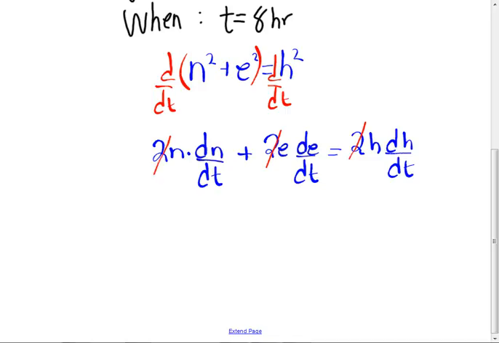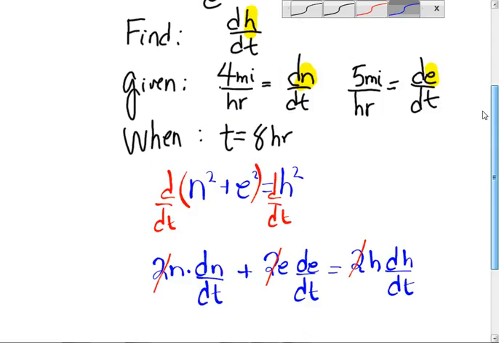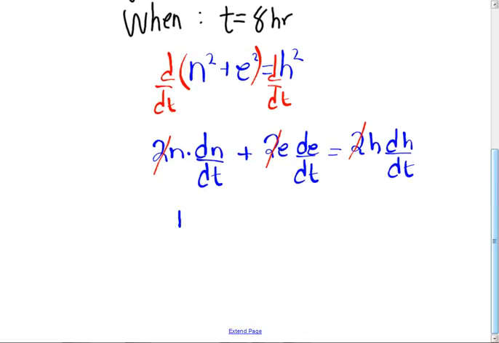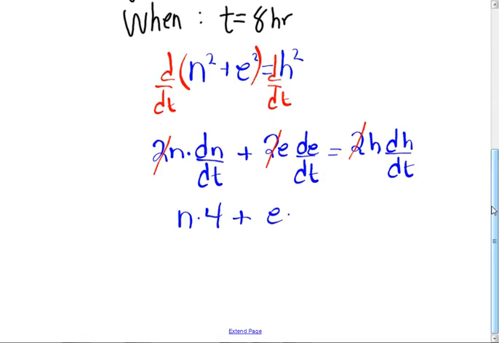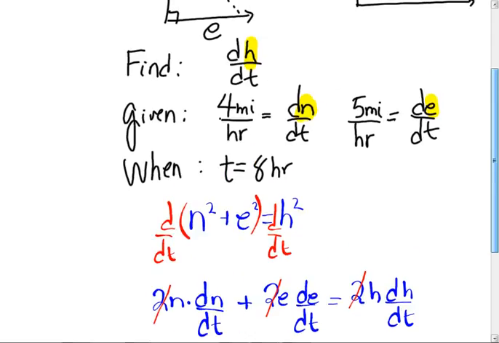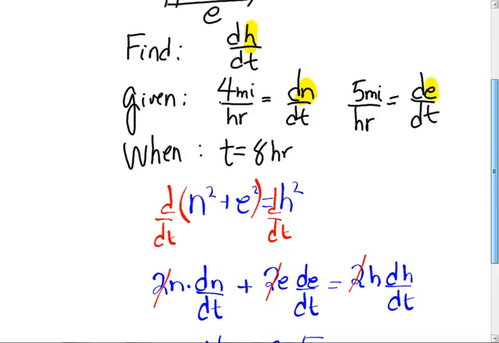Now, I don't know what N is, do I? I do know dN/dt. I have to go up because I forgot what it was. dN/dt was 4. So it's N times 4 plus E, I don't know E either, times dE/dt, which was 5, equals H, which I don't know either, times dH/dt.